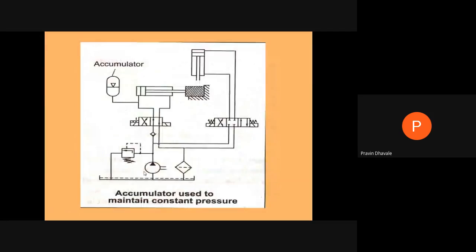Are you getting this second application? Hello? Are you getting? Accumulator is used to maintain constant pressure. Yes, sir.